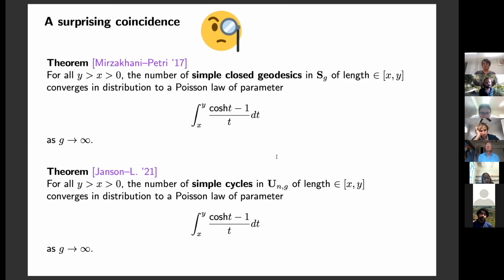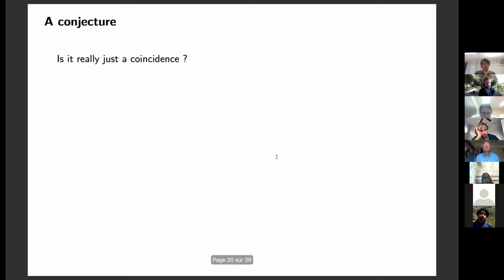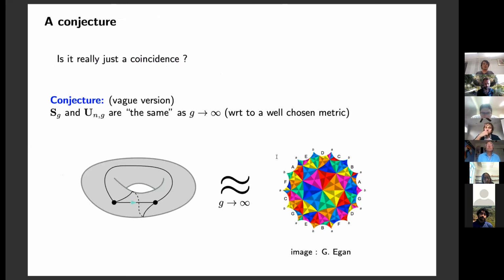So obviously we were a bit surprised, and we are. The natural question is, is this really just a coincidence? And so the conjecture we can make, in a certain vague version, is that these two models are somehow the same, or a lot of geometric properties should match, not only these simple closed curves, as the genus goes to infinity. So these models are obviously not the same for a fixed given genus, but when we go to the limit, they should be the same with respect to some well-chosen metric.